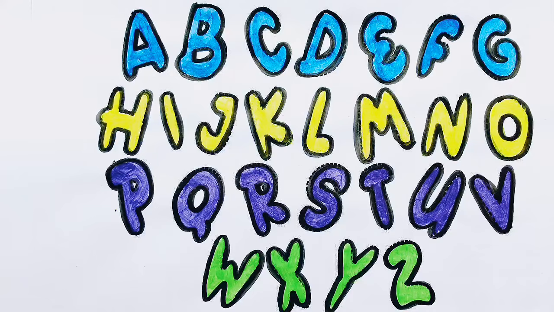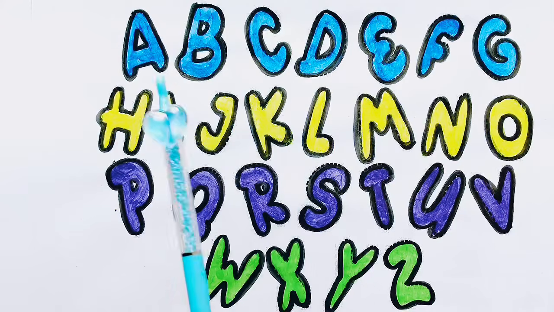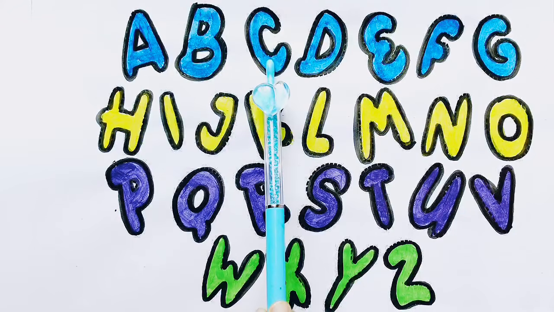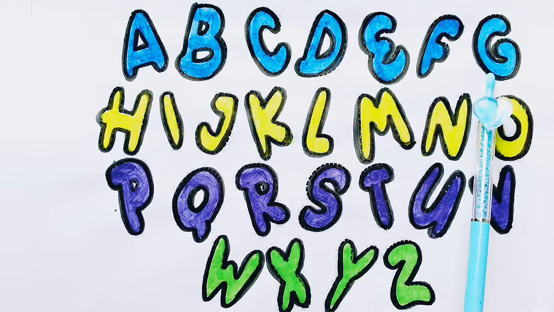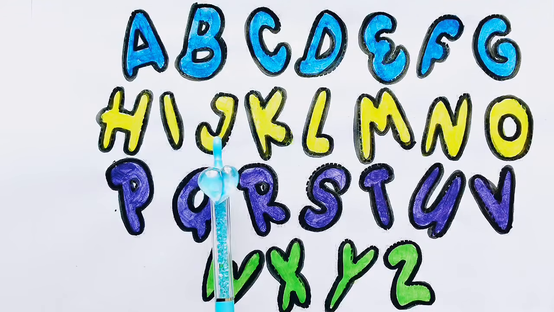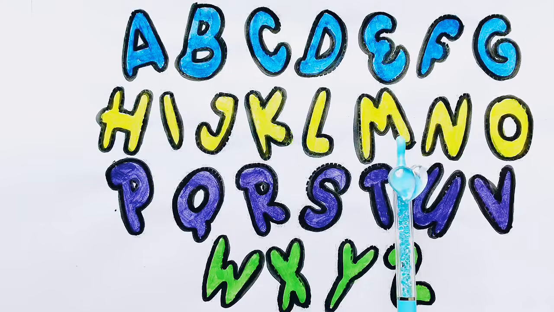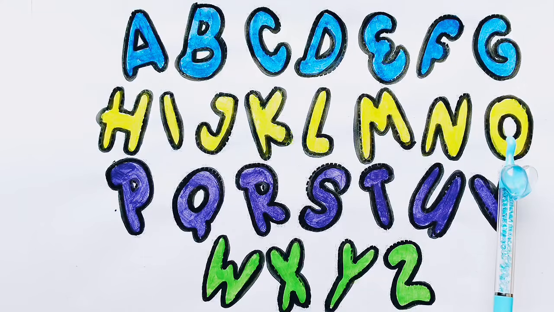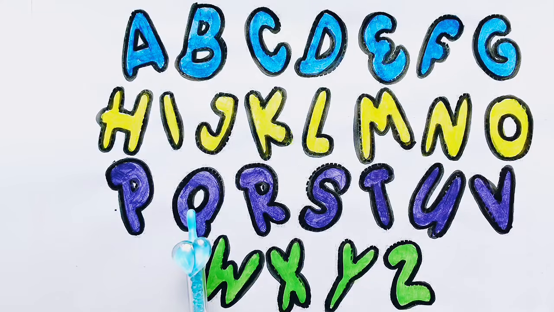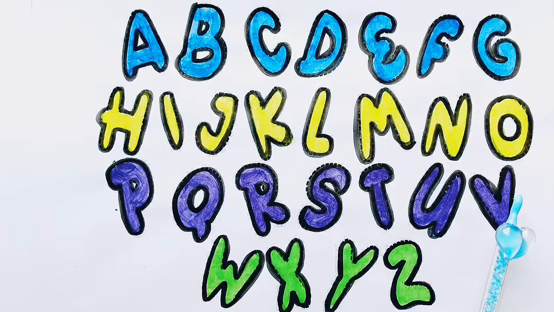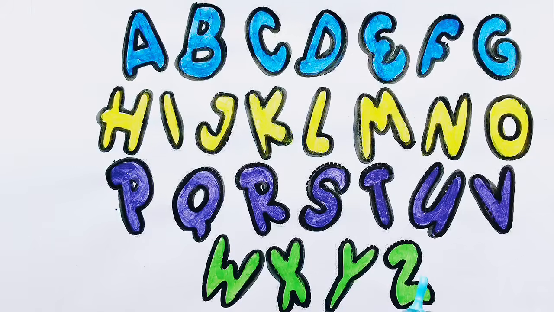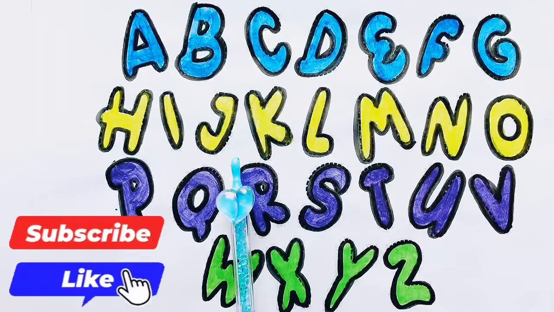Let's repeat and learn. Capital letter A, B, C, D, G, H, I, J, K, L, M, N, O, P, Q, R, S, T, U, V, W, X, Y, and Z.